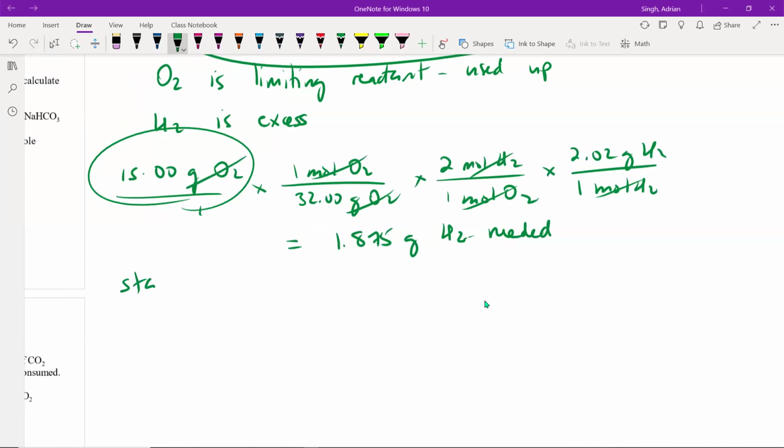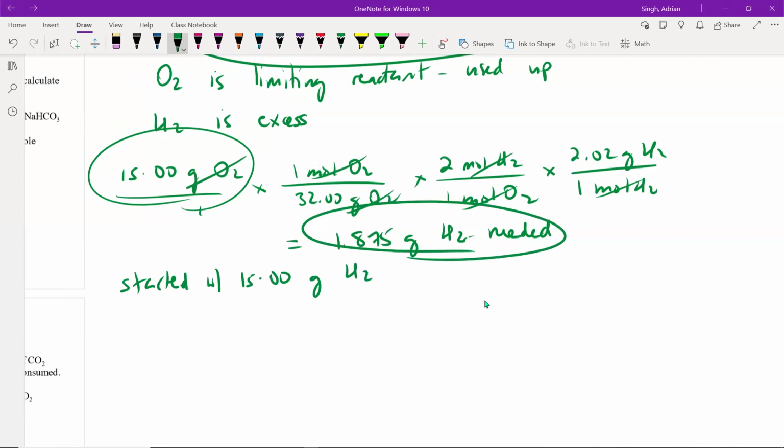Now we started with 15.00 grams of H2, and if we're going to use up 1.875 grams, we just subtract that, right? So 15 minus 1.875. This is how much is used up in the reaction. We can then determine how much of the hydrogen is left over. So this is going to give what? It's 13.125 grams of H2 that is left over at the end, right?